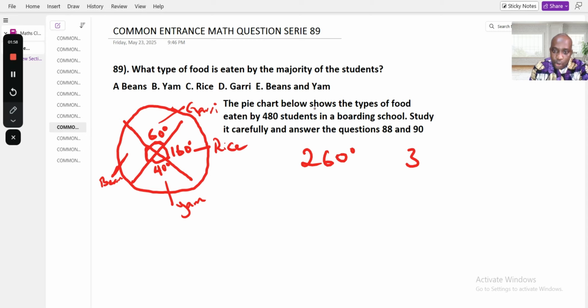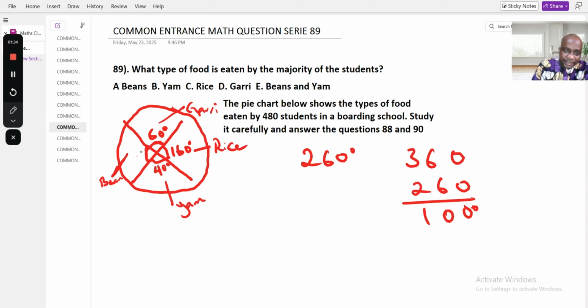I believe we all know how I got this 260 degrees. You know we have 160, 40, 60. This one is missing here, which is beans. Now say 360 degrees minus 260 degrees, to know the degree that is missing here. Here is 0, here is 0. 3 minus 2, 1. That's 100 degrees. The beans is what? 100 degrees.